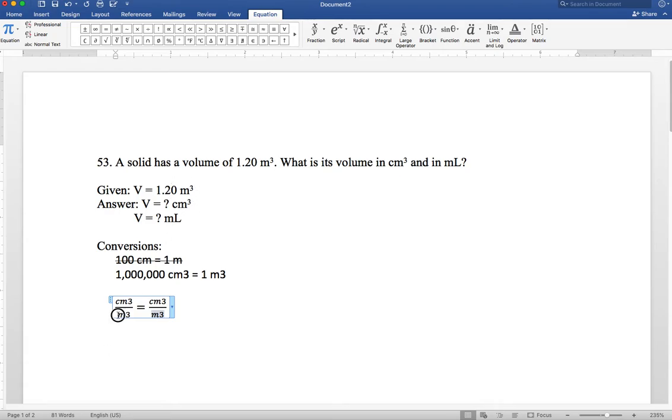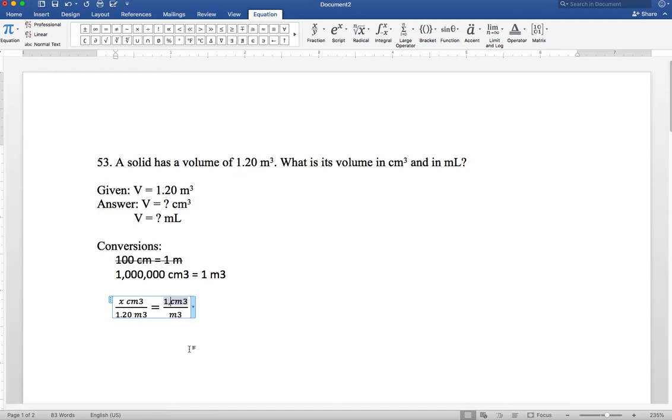So on the left side of the equal sign, we're going to fill in what we know. And we know 1.20 cubic meters. What we don't know is how many cubic centimeters that is, so we're going to put an X there just to have what we're going to solve for. And then on the other side, we're going to put the conversion in, but we have to put it in the same direction. That's why we put the cm³ and m³ here, to hold the place and make sure that we put the right number in the right spot.